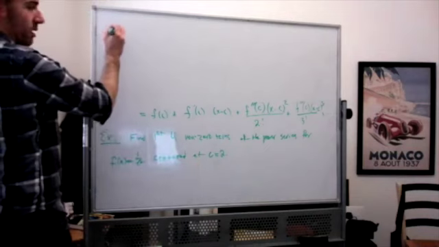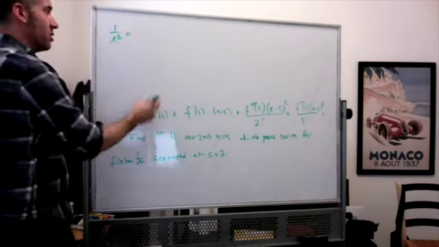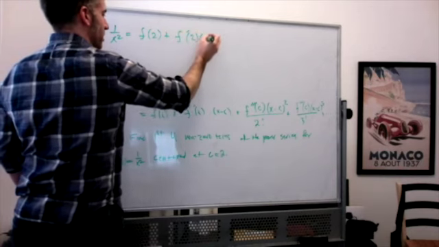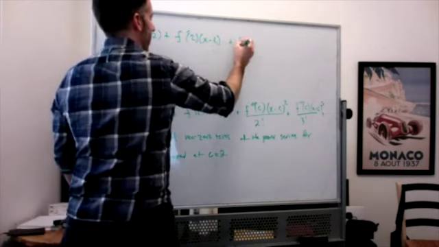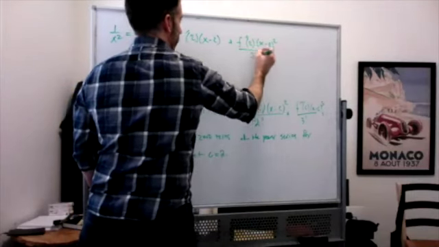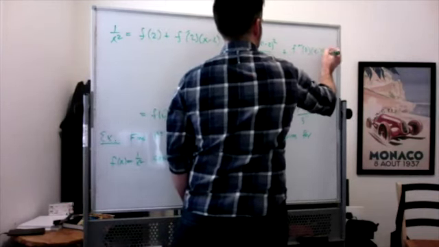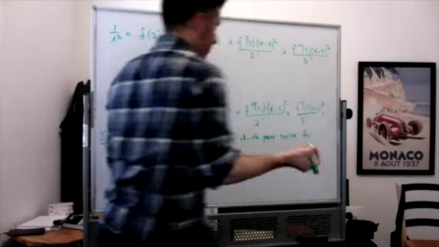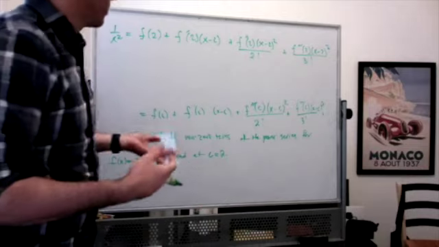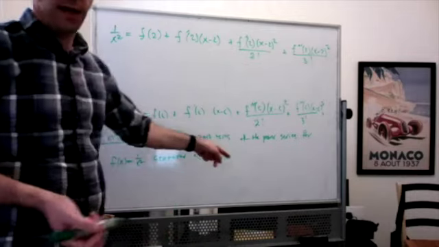I'm looking for writing my function 1 over x squared as, so my center is 2, so I'm going to do f of 2, and then f prime of 2 times x minus 2, and then f double prime of 2 times x minus 2 squared over 2 factorial, and then f triple prime of 2 times x minus 2 cubed over 3 factorial. And assuming that all of those are non-zero, which I think they are, that'll be the first 4 terms of the Taylor series expansion for this function centered at c equals 2.